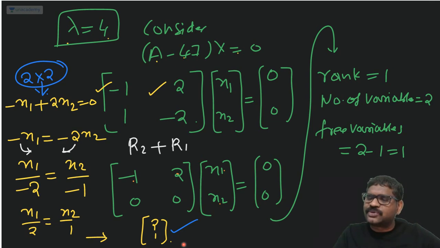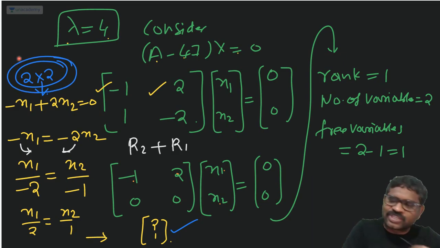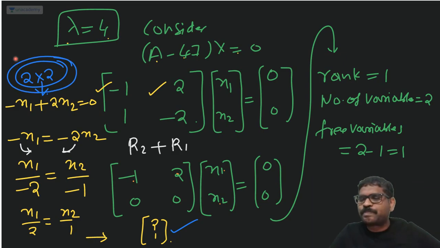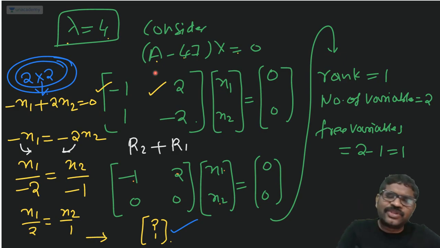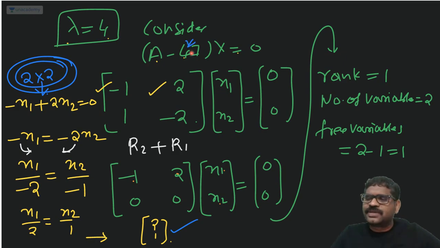Now, Shantanu, you have asked, sir, is it applicable for 3 cross 3, or can we apply this process for 3 cross 3? I have mentioned clearly the limitation is 2 cross 2. Understood? Avadesh, your eigenvalue is 4. Whatever eigenvector you are going to get, that eigenvector is corresponding to eigenvalue 4.